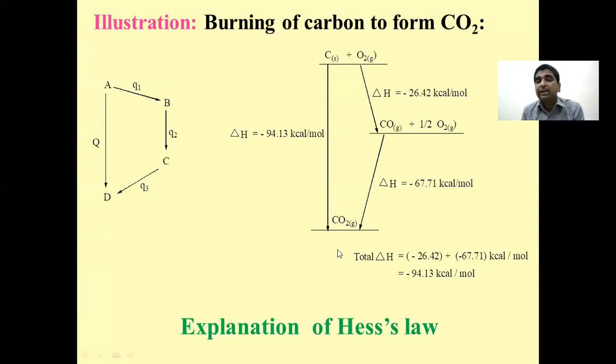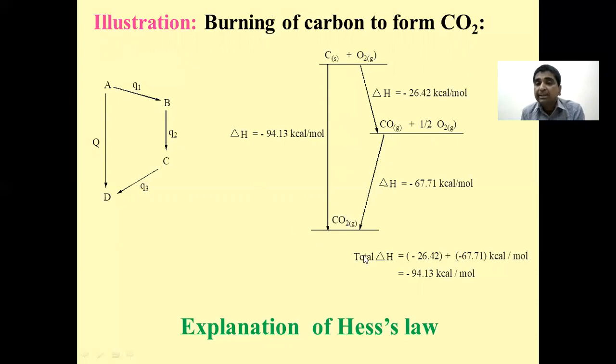Now what is the alternative path here? The alternative path is burning of carbon with atmospheric oxygen, say, to form carbon monoxide and half of O2. So here the conversion is taking place in two different steps. First is the formation of carbon monoxide by the reaction of carbon with oxygen, and the second step is that carbon monoxide again burns with oxygen to form carbon dioxide.